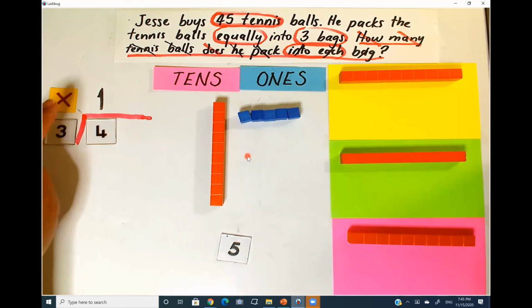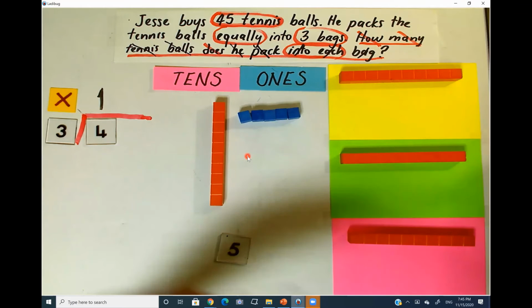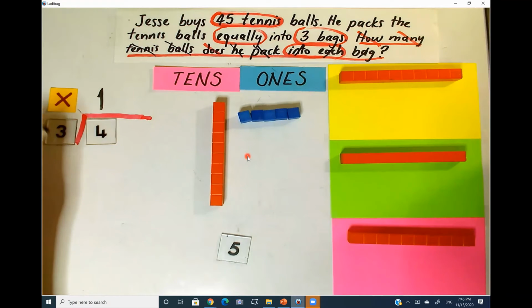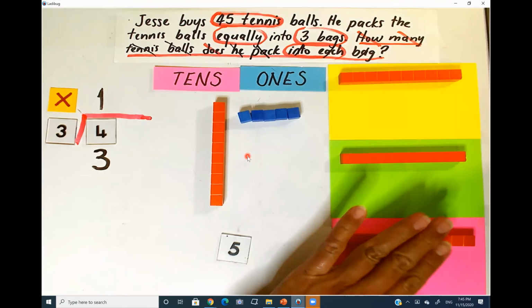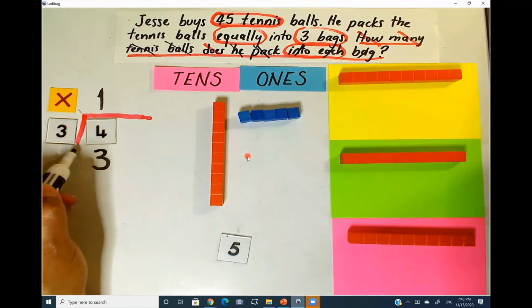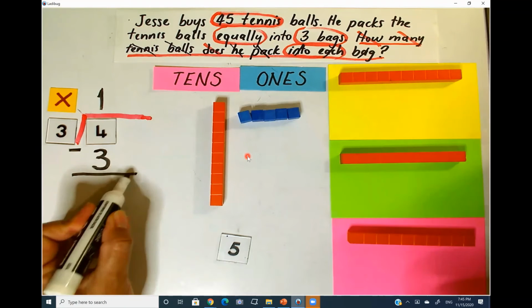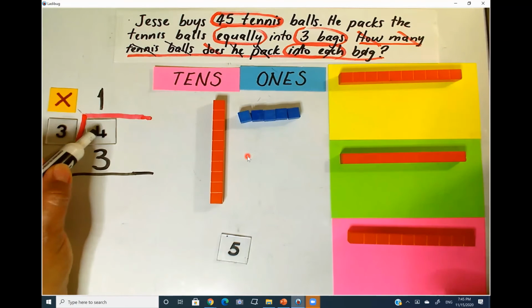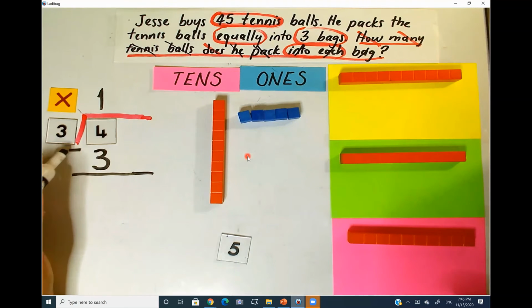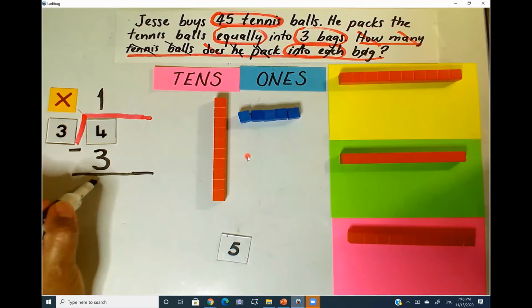So remember, the second step is to multiply. 1 times 3 is 3. Why? Because I gave 3. 1, 2, and 3. So now the next step is subtract. When we subtract, how many do we have left? We have left 1. 4 tens minus 3 tens that I gave away. How many are left? 1 is left.